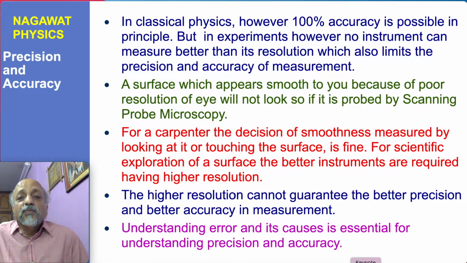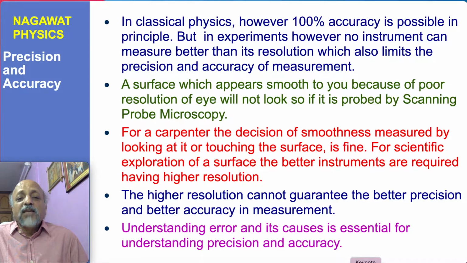In classical physics, in principle, measurements are possible with 100% accuracy. But in experiment, however better an instrument you use, having better resolution, there is always a limit to the precision and accuracy of measurement. One of the factors causing this limit is the least count or resolution. A surface, for example, which appears smooth to you because of the poor resolution of the eye, will not look so if the same surface is probed by scanning probe microscopy.